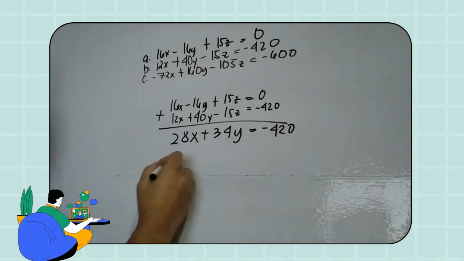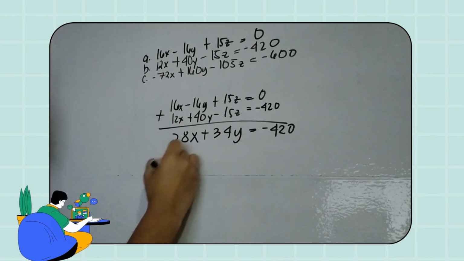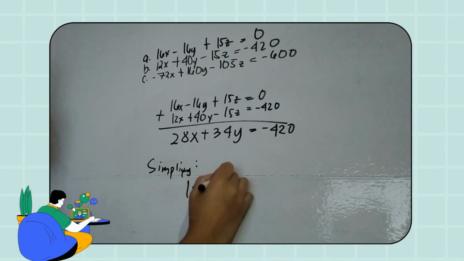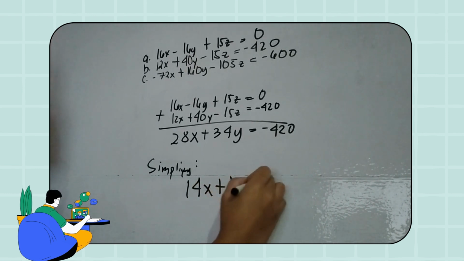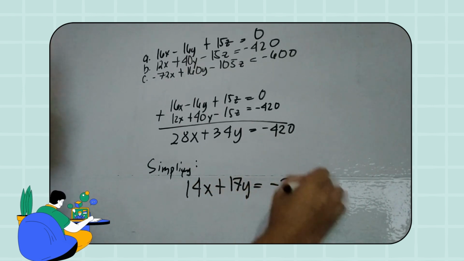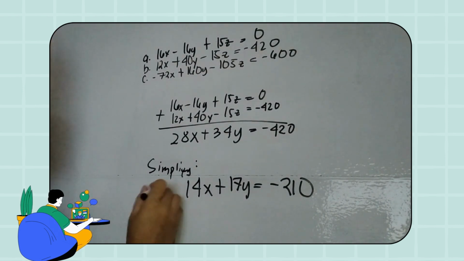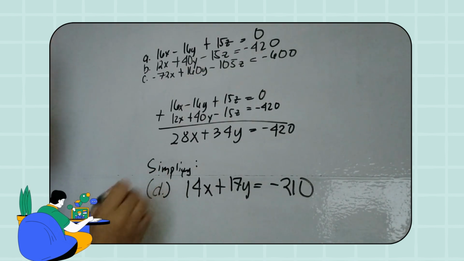We could divide it by 2, so the simplified version would be 14x plus 17y equals negative 210. This will serve as our equation D.